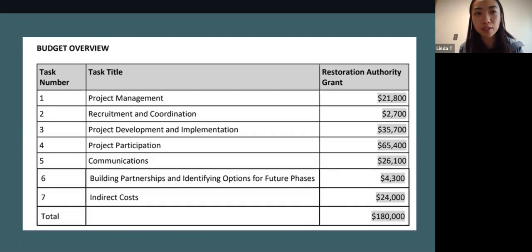And here's just a quick example of what a budget overview might look like. You'll see that it's broken up by major tasks. Within each task, you would of course have a lot more detail of what the project development and implementation actually looks like. Is that implementing a curriculum? Project participation might include stipends for participants, etc.